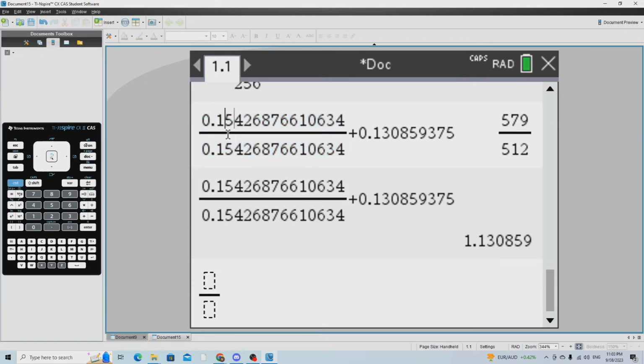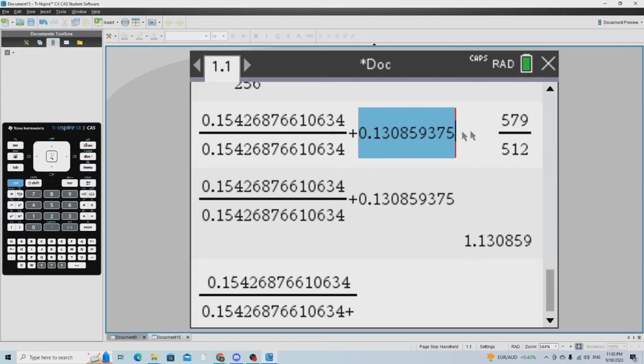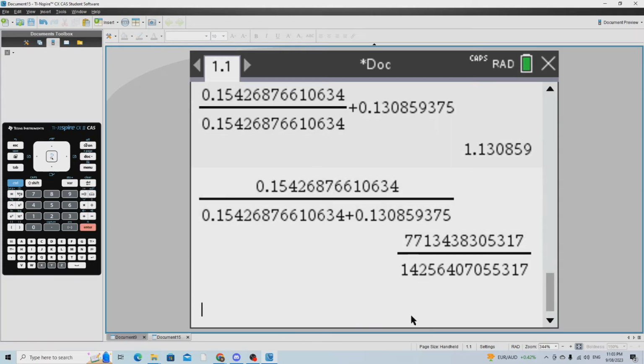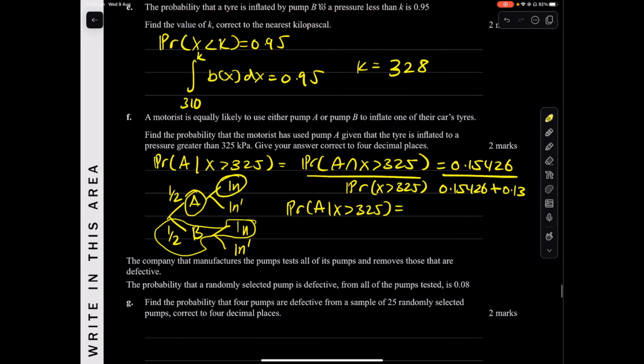We're saying this right over here, and again, plus this. And that gives us 0.541, and so on. So, correct to the nearest four decimal places, it's 0.541.